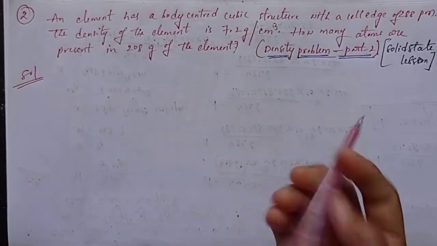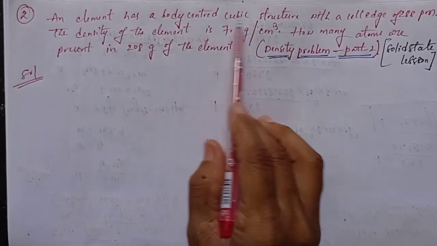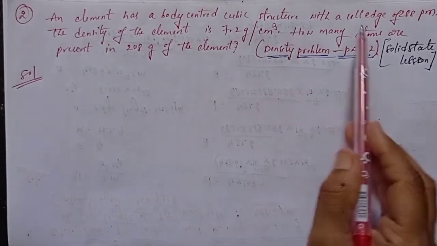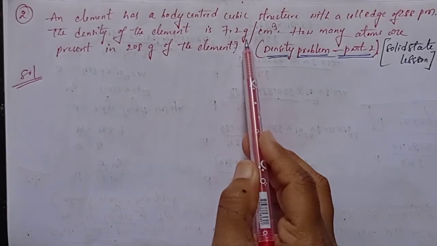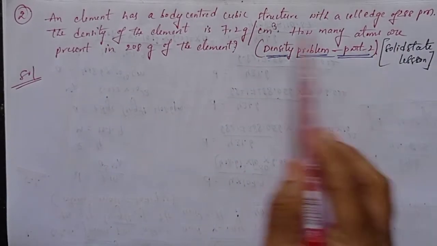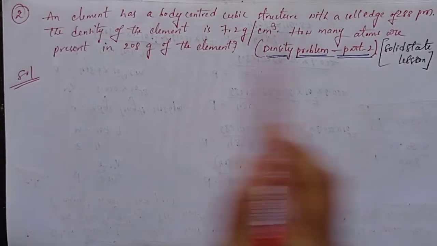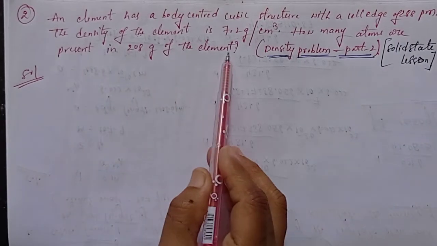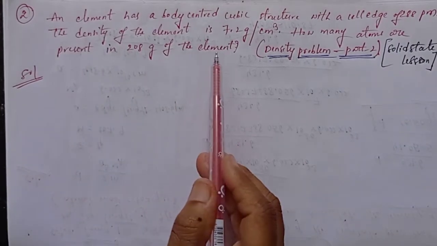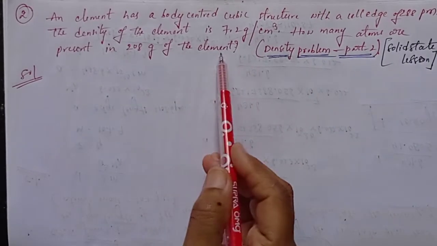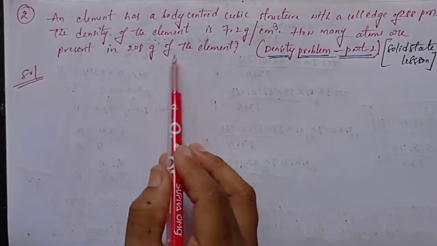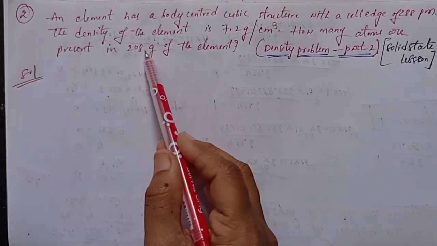Second problem: an element has a body centered cubic structure with the edge length of 288 picometers. The density of the element is 7.2 grams per centimeter cube. How many atoms are present in 208 grams of the element? First of all, we have to find how many atoms are present in this weight of element.